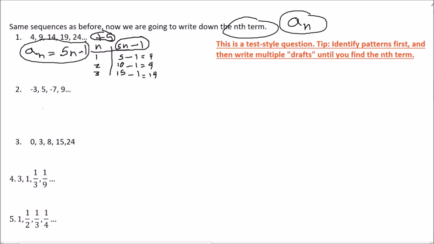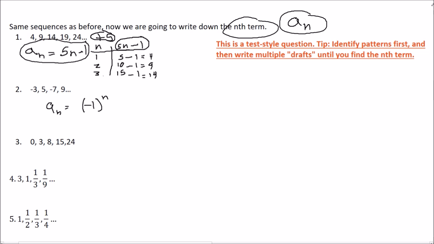Okay, now let's go down to number 2. We identified our patterns earlier. It's alternating, first of all, and it also adds 2 every time. So let's deal with that alternating pattern first. If it's alternating, we said earlier, it's going to have a -1 to the something. Now guys, what I like to do is just start with -1 to the n, and then I'll test it and see if it's right. And if it's wrong, we'll just write another draft.